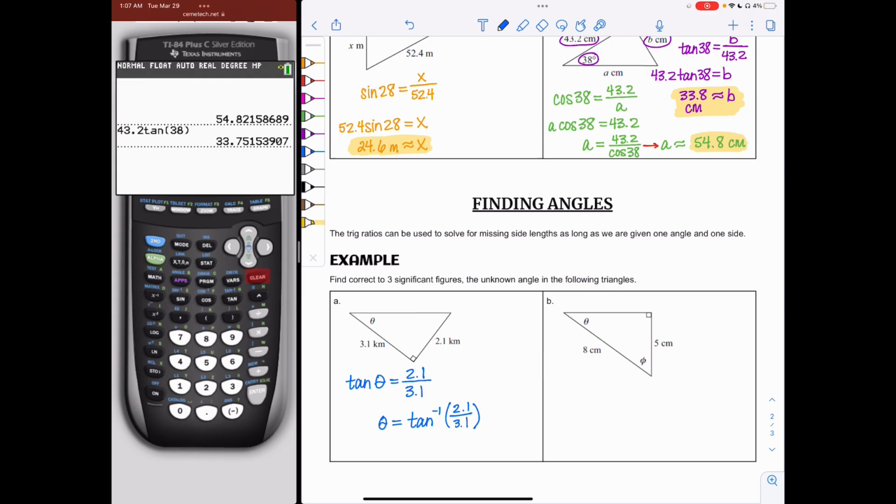In order to get the tangent inverse, you press second tan, and you will see the tan with the little negative one, which means inverse. Then you just type 2.1 divided by 3.1. That will end up giving you that your angle theta is approximately 34.1 degrees. We do not deal with radians in this course. We always deal with degrees.